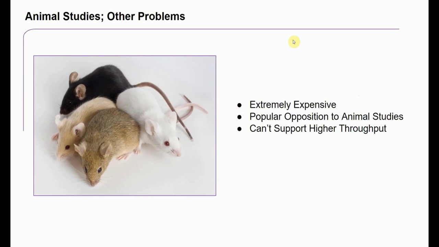Other problems with animal studies: they're extremely expensive. Also, over the course of the 80s and 90s, there became a lot of popular opposition to animal studies. So pharmaceutical companies really came under pressure to reduce the number of animals they were using. Also, from a practical standpoint, animal studies just can't support the higher throughput of compounds that was coming through the pipelines.